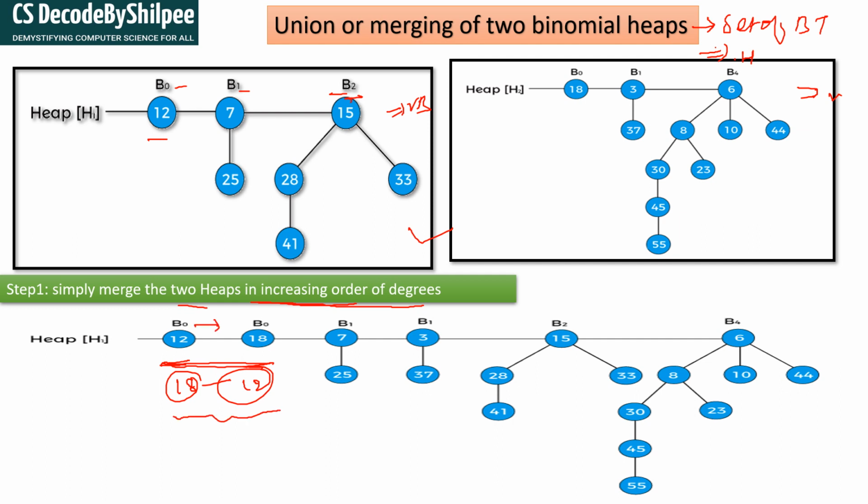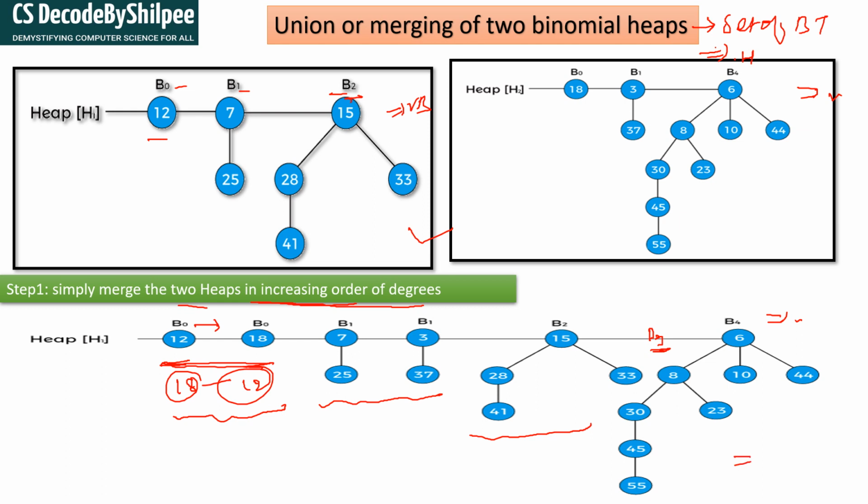First the 0 degree binomial tree will come, then the 1 degree binomial tree, then the 2 degree binomial tree. If there is a 3 degree binomial tree, then that will come, then 4, then 5, like that. We have to just maintain the increasing order of degree. So we have simply merged here in increasing order of degree.